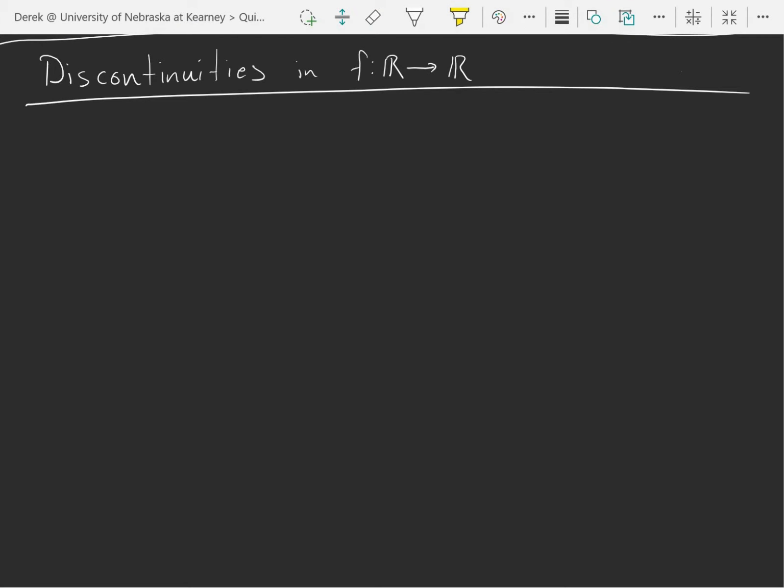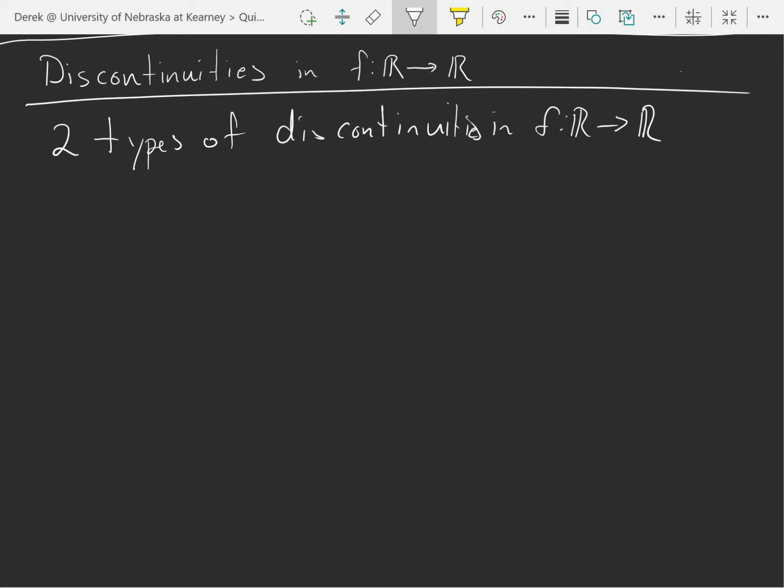Okay, in our last video we ended with a function that was discontinuous. I want to talk a little bit more about discontinuous functions from the reals to the reals. So there's really only two types of discontinuities if I'm looking at a function from the reals to the reals. So there can't really be that many things that go wrong.